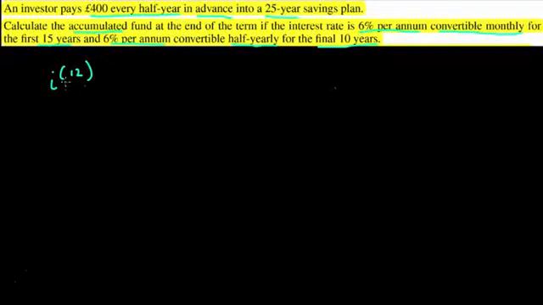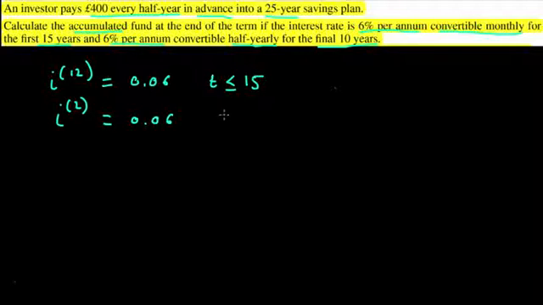Okay, so we've got i^(12), which is the annual nominal rate convertible every month, and that is 0.06 when t is less than or equal to 15, and then we've also got i^(2), which is 0.06 when 15 is less than t and t is less than or equal to 25. So essentially, what are we trying to find?